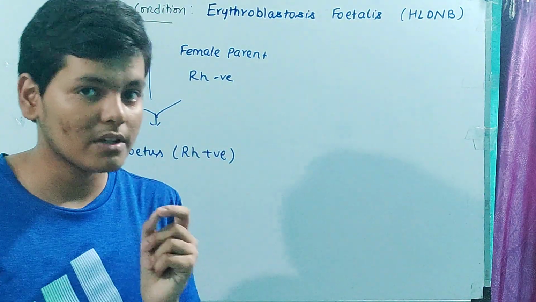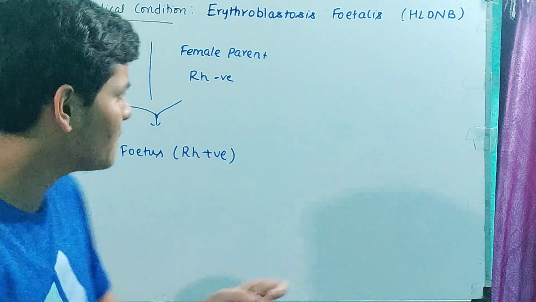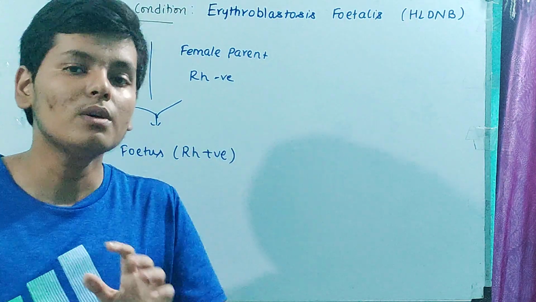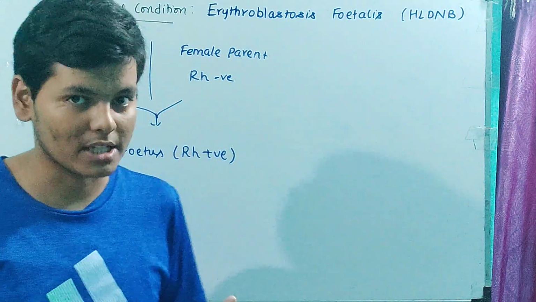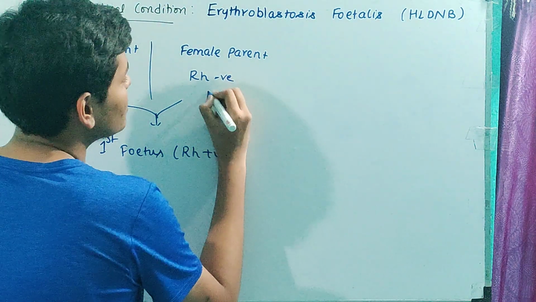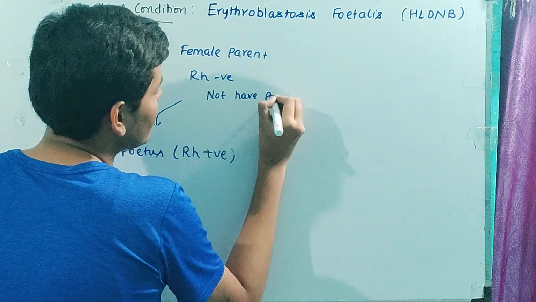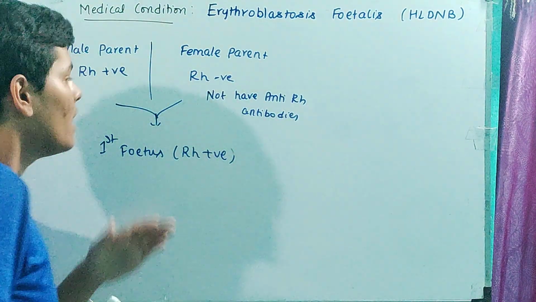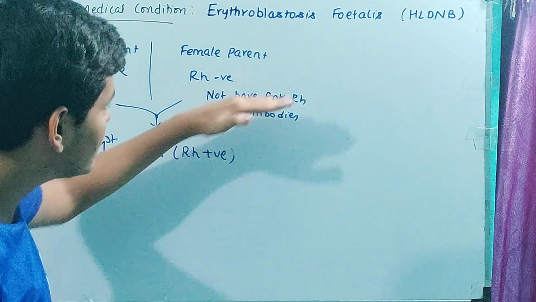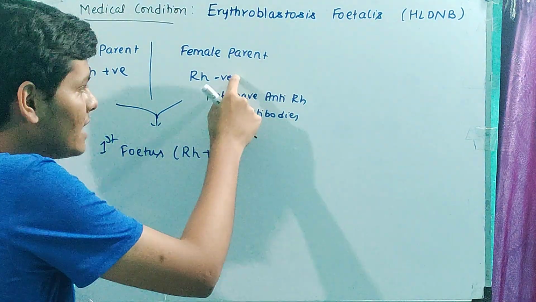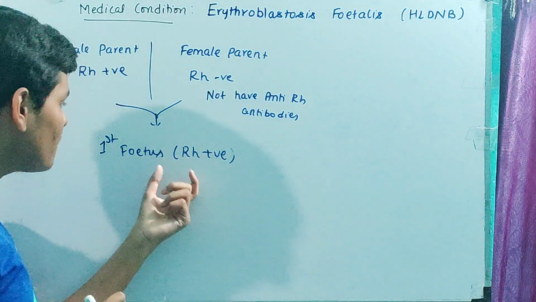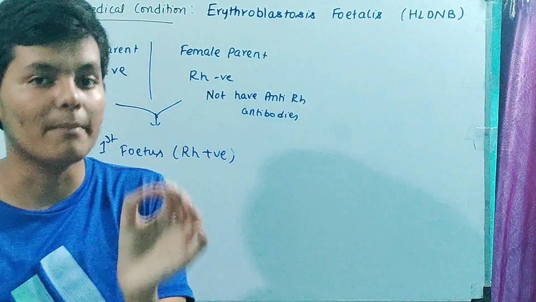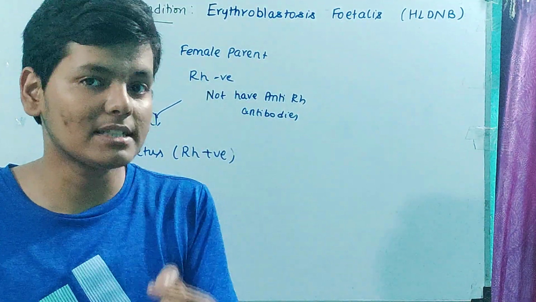Now, in the previous video, we also learned a concept that a person who has RH negative blood, that is, there is no RH antigen on them, will naturally not have any RH antibodies. So this female parent does not have anti-RH antibodies. Now this fetus is RH positive, this mother is RH negative, and she does not have any anti-RH antibodies. If the blood of the fetus mixes with the blood of the mother, then the mother can make anti-RH antibodies.